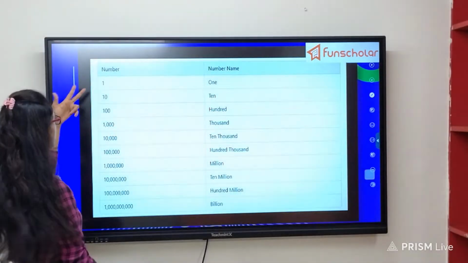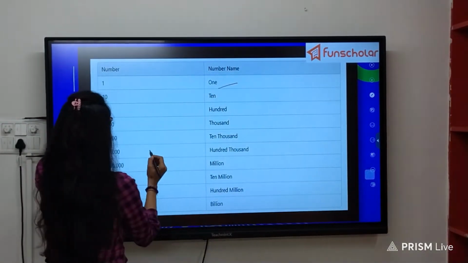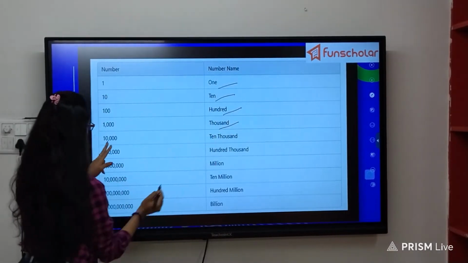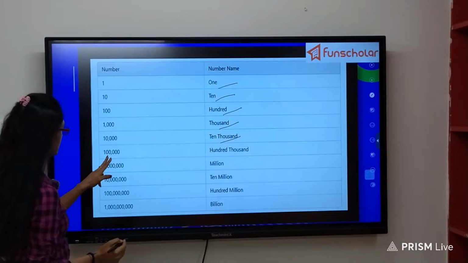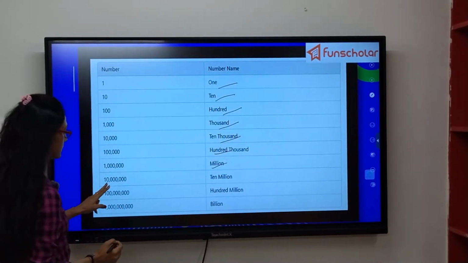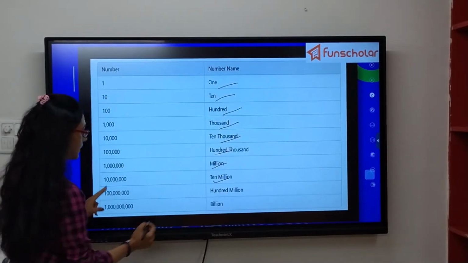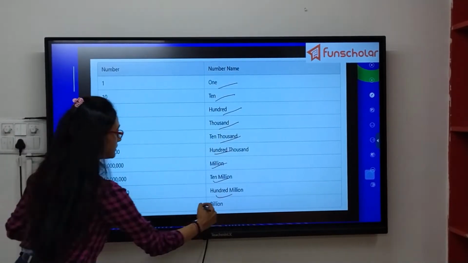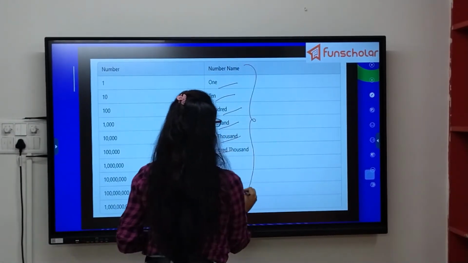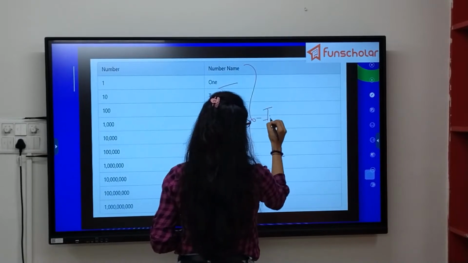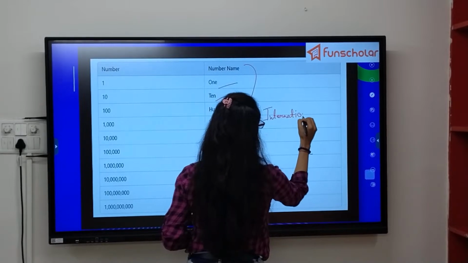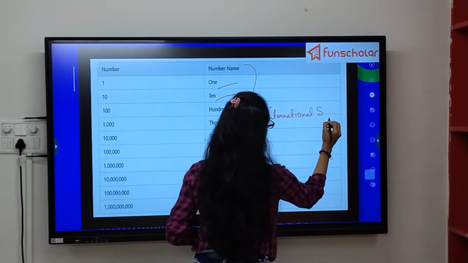Let's revise. 1, 10, 100, 1000, 10,000, 100,000, 1 million, 10 million, 100 million, and this is 1 billion. So this is the international system.